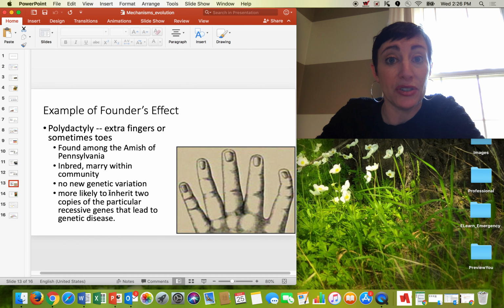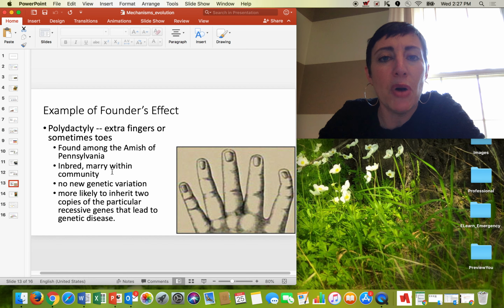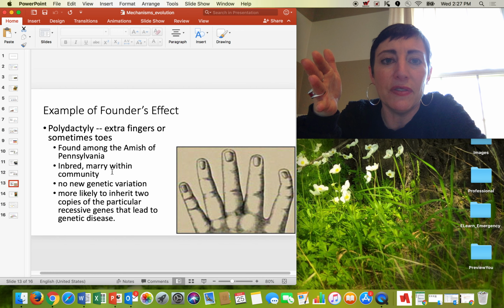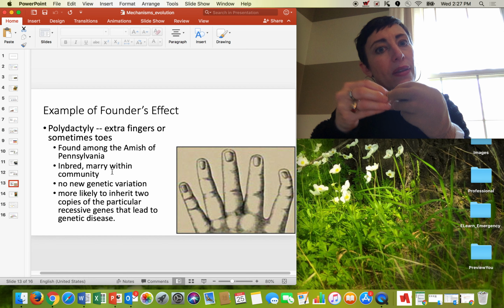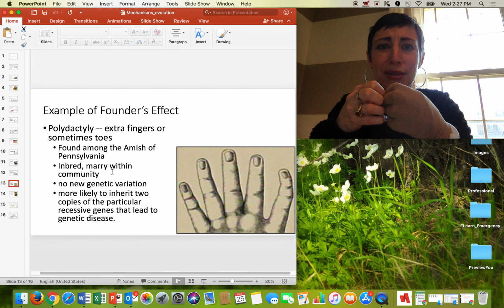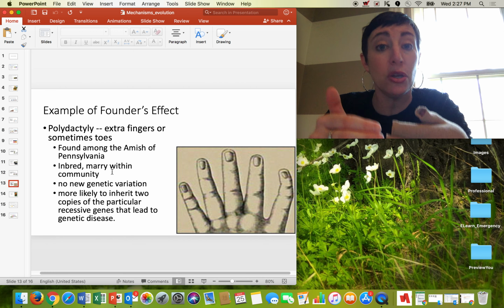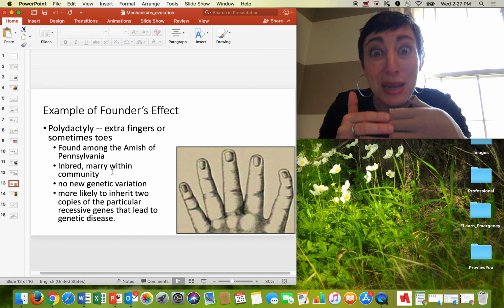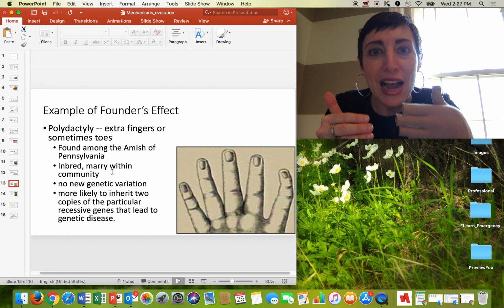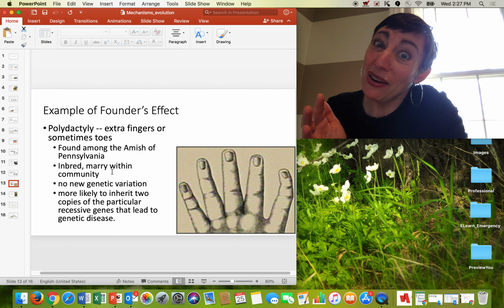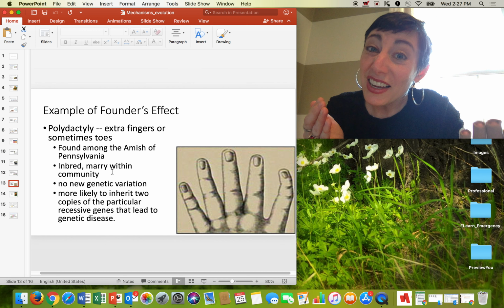Now, here's an example of founder's effect in real life. It's called polydactyly. So there were these people, or still are, Amish people that came over from Germany, from Europe, and they moved to Pennsylvania. And this population likes to stay within their religious population. Like, you don't have a boy that's like, hey, I'm going to go to New York and find my wife. I mean, that doesn't happen. They marry within the Amish community. Because of that, they are inbred. Now, I don't mean like inbred, like marry your sister or something. Okay, no. But maybe marry a cousin. That's kind of yucky too.